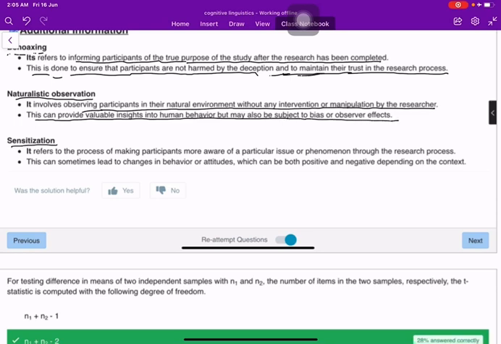Now, sensitization refers to the process of making participants more aware of a particular issue or phenomena through the research process. This can sometimes lead to changes in behavior or attitudes which can be both positive and negative depending on the context.